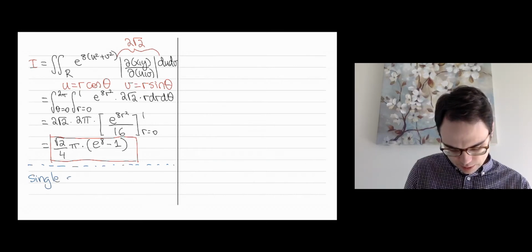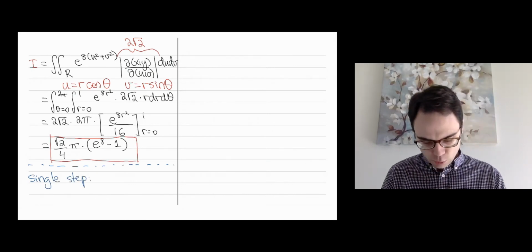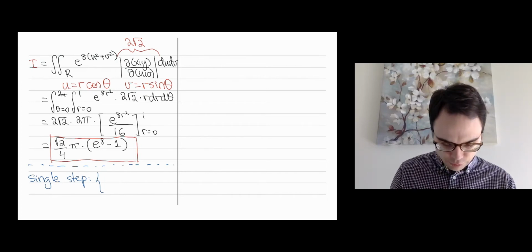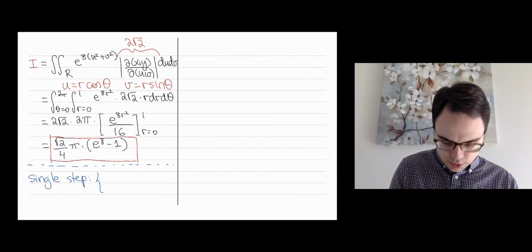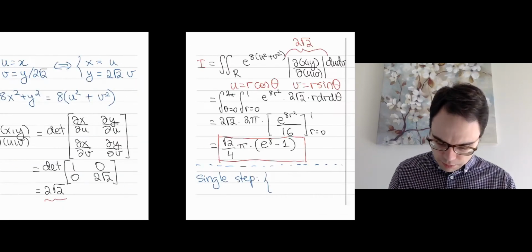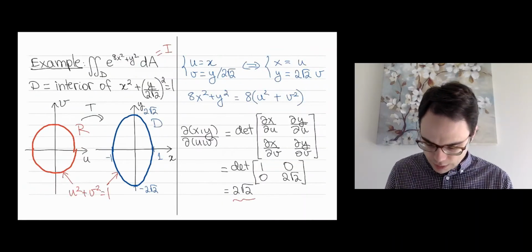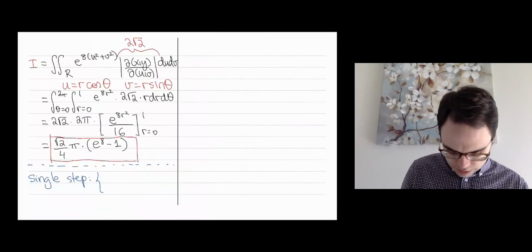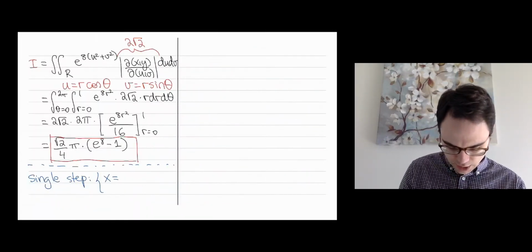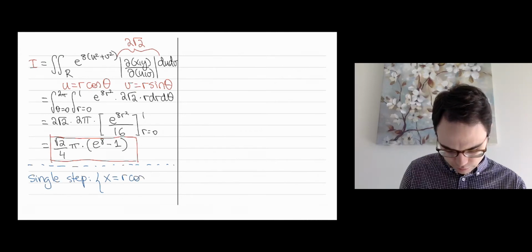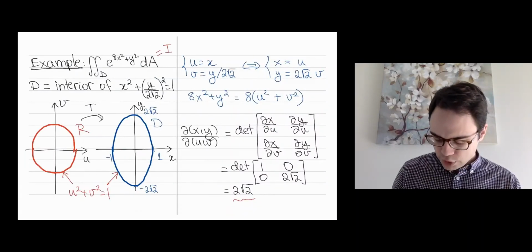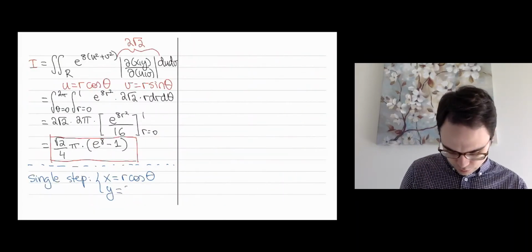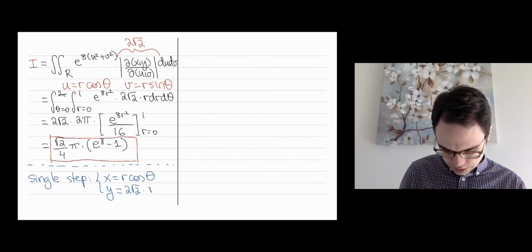In a single step, I could have introduced new variables like this. So x is u, which is r cosine theta, and y is 2 root 2 times v, so that's 2 root 2 times r sine theta.